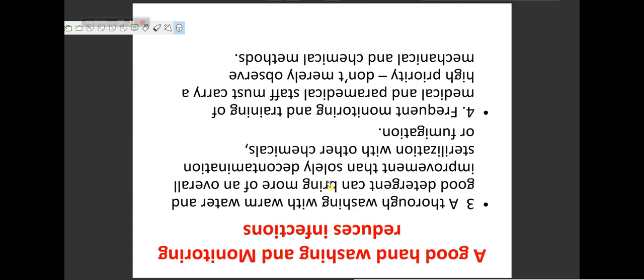Next, good hand washing and monitoring reduces infections. Yes, if we wash our hands and monitor nicely, then it reduces infections. Through washing, we should always use warm water and a good detergent. It will bring more overall improvement than solely decontamination, sterilization with other chemicals, or fumigation. Fumigation is a sprayer through which sanitization will be easy, and all the microbes can be killed through the fumigation process.